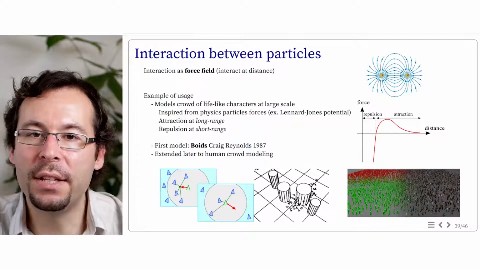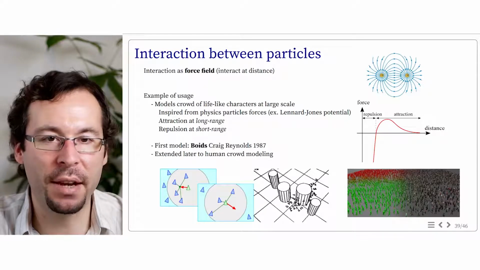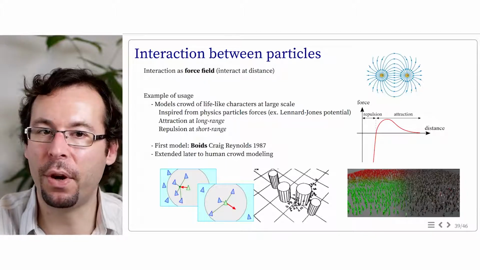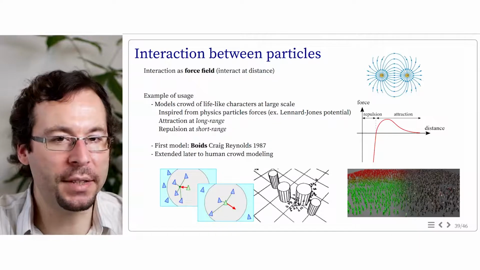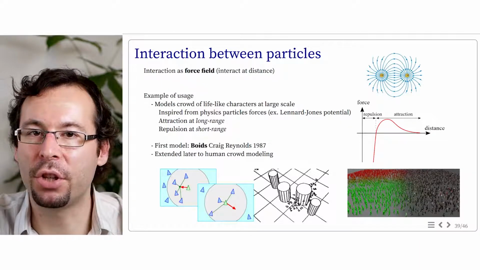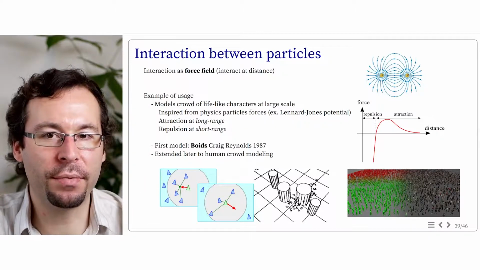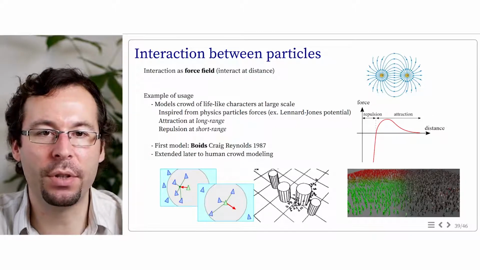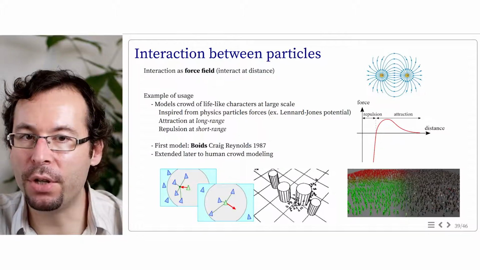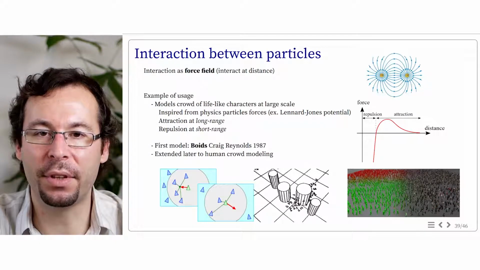A common method, inspired from attraction and repulsion forces in physics, simply states that particles are attracted together at a certain distance to form a group. But when two particles come too close together, then they are repulsed at short range. And this very simple model was actually very successful to mimic the appearance of crowds, typically herds of animals. This model is called the Boids model and was introduced by Craig Reynolds in 1987.